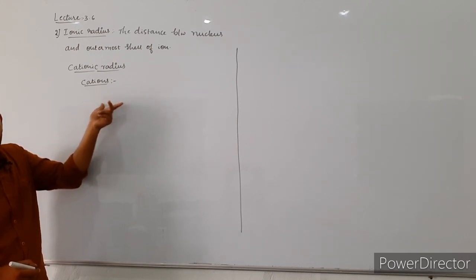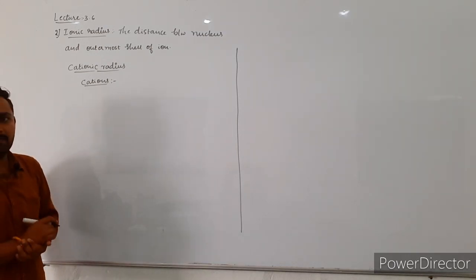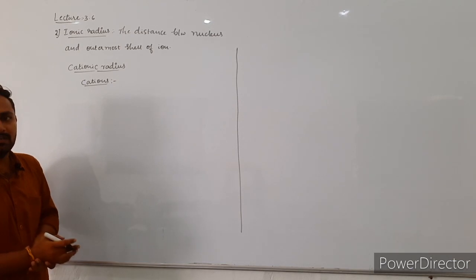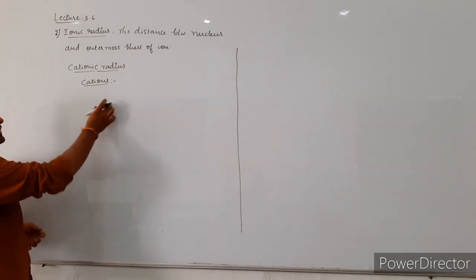Then how cations will form? When neutral atom loses one or more electrons, then it forms cations.